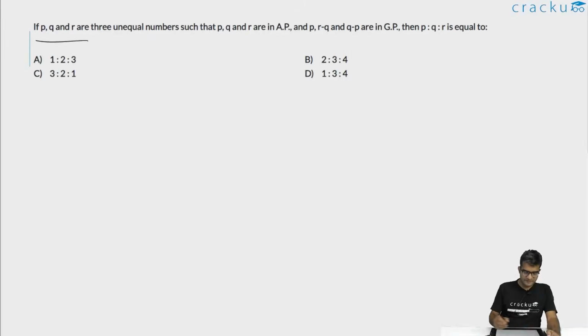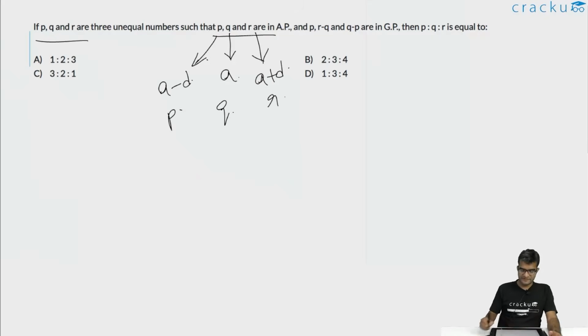In this question, we are told that P, Q, R are three unequal numbers such that P, Q and R are in an arithmetic progression. So let us assume that the middle term is A, the term preceding it is A minus D, and the term coming after it is A plus D. That is, P is equal to A minus D, Q is A and R is A plus D.